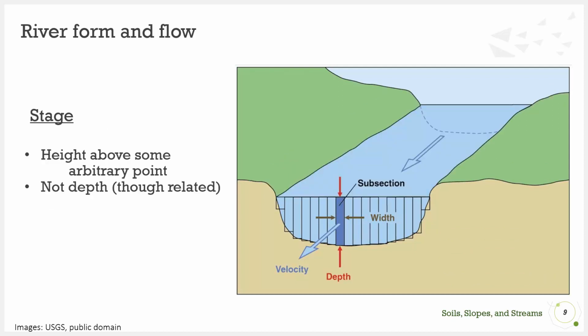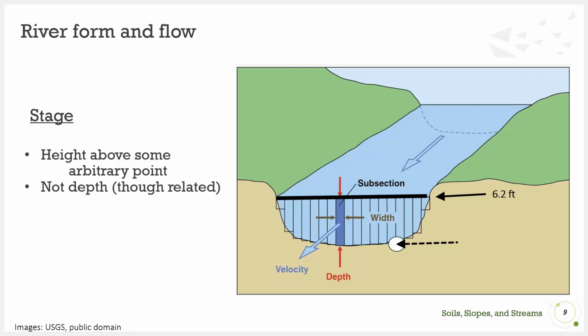The height of the water surface in a river is called its stage. This number is typically measured above some arbitrary point, and because the point is arbitrary, this measurement can be somewhat confusing. Sometimes stage is measured as altitude, or sometimes it's the height above a point near the riverbed that a hydrologist or geomorphologist is taking measurements from.